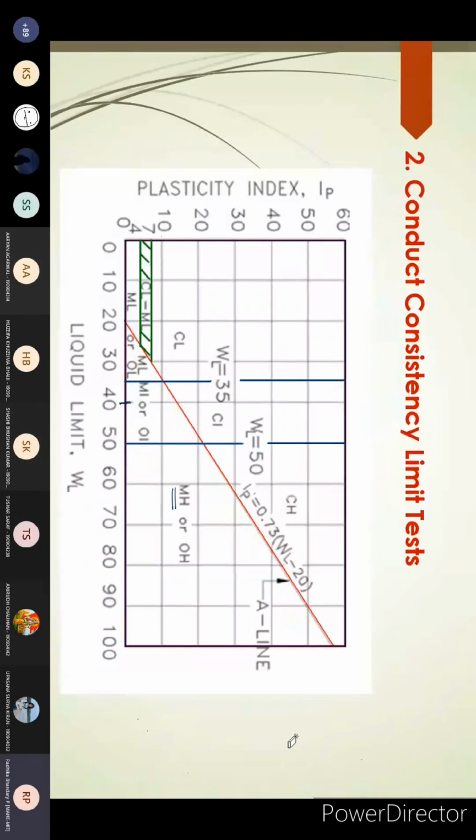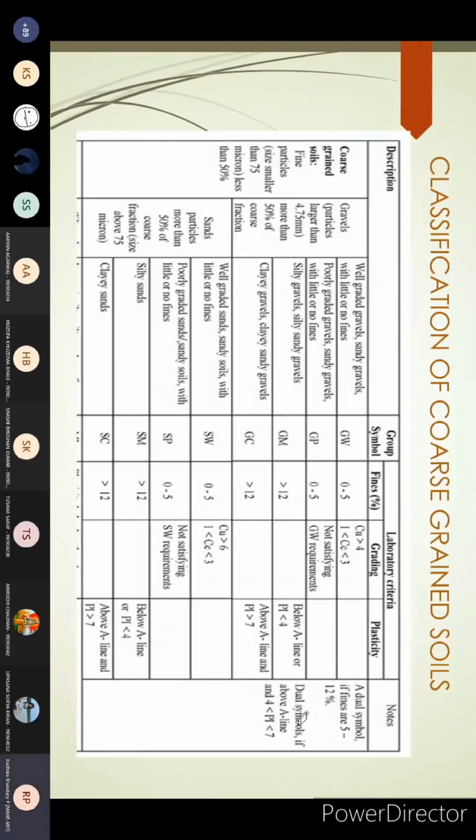Okay. So IS code gives this chart. Are you able to understand? Whatever I explained, that is what is there in this chart. The same thing, when you use GW symbol, when you have less than 5% fines, then CU is more than 4, CC is 1 to 3. So dual symbol if it is between 5 to 12. If it is more than 12% fines, it is GM or GC.